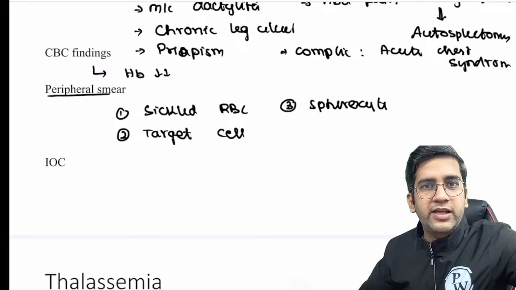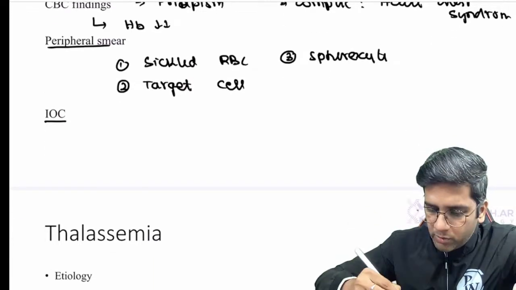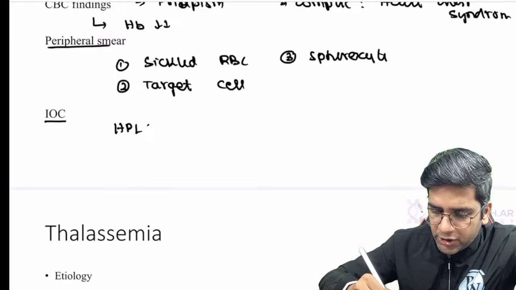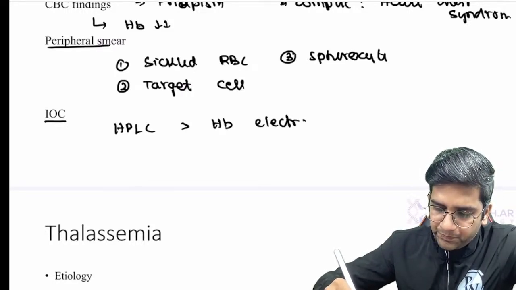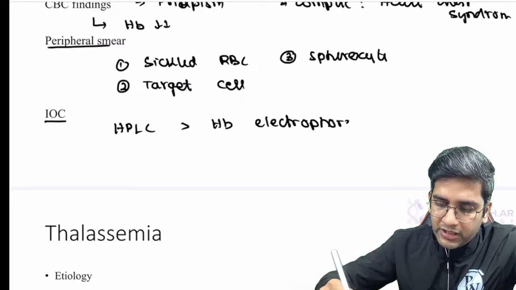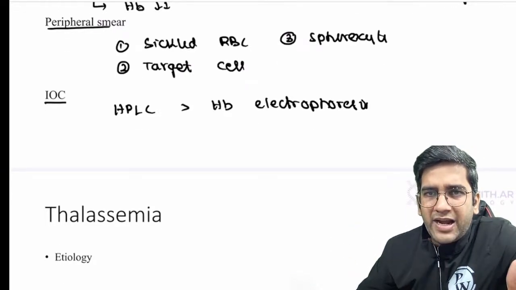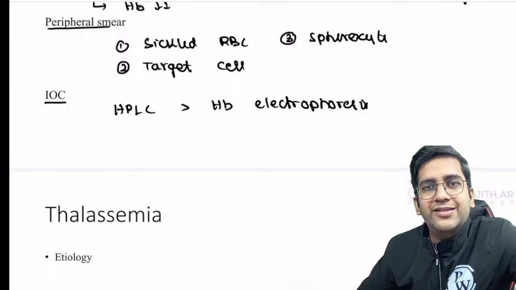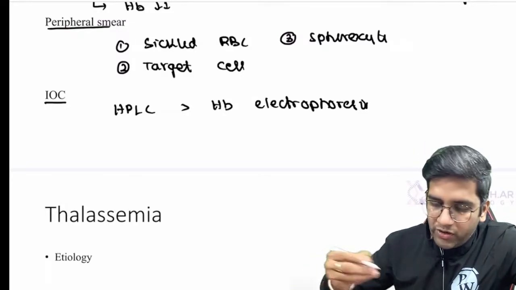If I want to confirm the diagnosis, what's the investigation of choice? Investigation of choice for any hemoglobinopathy, these are the two: HPLC, better than hemoglobin electrophoresis. That's how we confirm the diagnosis. Both of them are good enough for us. A sickling test might be required in case of a sickle cell trait. If I see a sickled RBC directly in my microscope, I won't require that.